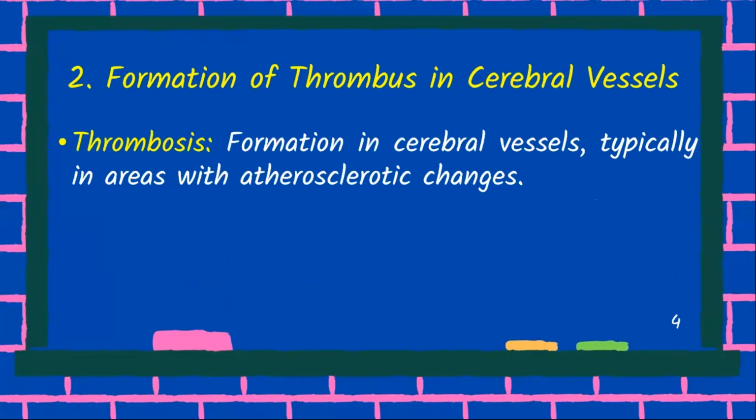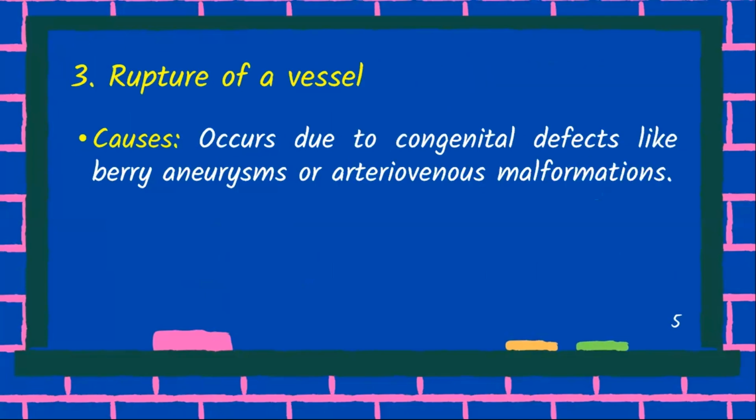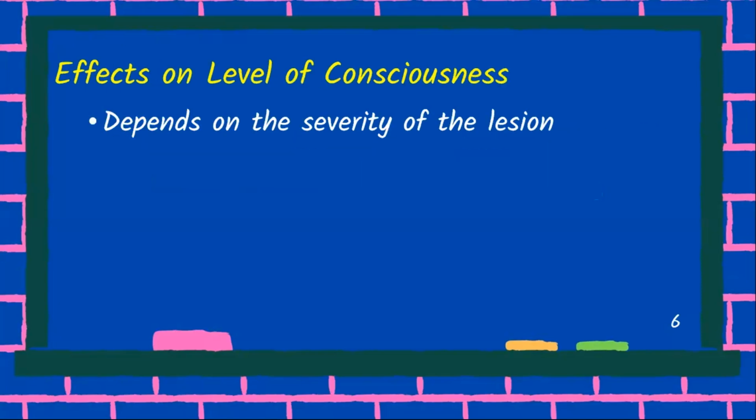Cerebrovascular thrombi generally form in areas of atherosclerotic changes within cerebral vessels. Vascular rupture can occur due to rare congenital defects in the vessel such as Berry aneurysms or AV malformations. The effect on the level of consciousness due to a cerebrovascular problem depends on the severity of the cerebral lesion.